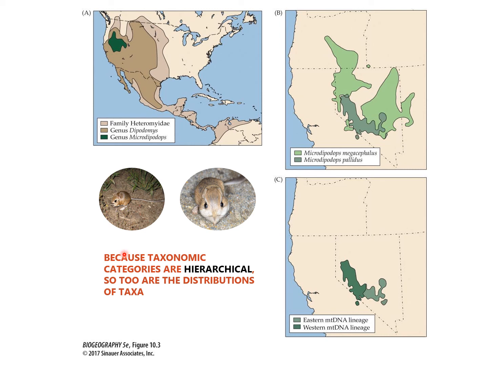And one other thing that's worth mentioning here is that a lot of these geographic range patterns tend to reflect the hierarchical structure of taxonomic classification. So you have a family, and within a family you have multiple genera, and then within each genus you have multiple species, and so that tends to be reflected in the patterns of geographic ranges. So here we're seeing this family of small rodents in the western United States and into Central America.